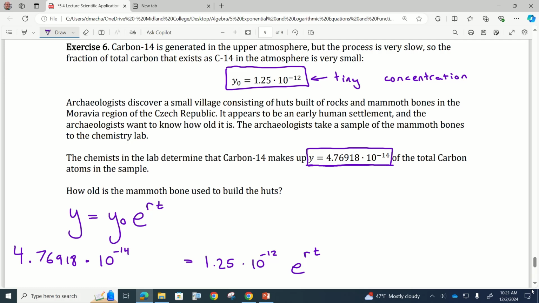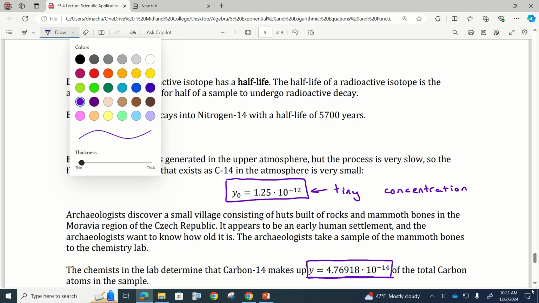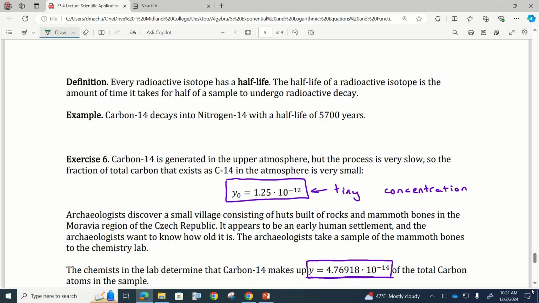What is little lowercase r, right? I'm trying to find t. I don't even know what that is right away. I'm trying to find t eventually. But I do need to know what r is if I'm about to solve this equation for t. I don't know what r is. My question didn't really tell me what r is. But if I know that the half-life is 5,700 years, that means the final concentration is half of the initial concentration after a time of 5,700 years have passed.